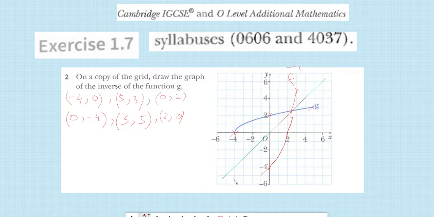Sorry, this should be G inverse, not F inverse. This is G inverse. And this green line is the line of symmetry, or you can say mirror line. I hope you understand. Kindly draw this graph with the help of pencil, but don't use scale, because this should not be a straight line. This is a curve, because blue line is a curve. Therefore, your inverse function is also a curve. Okay.